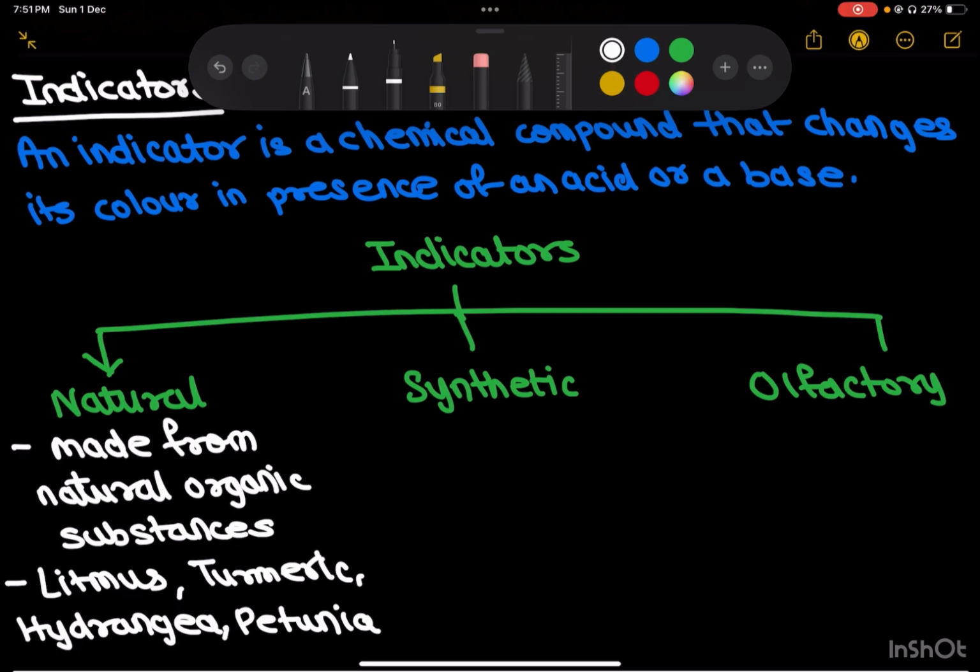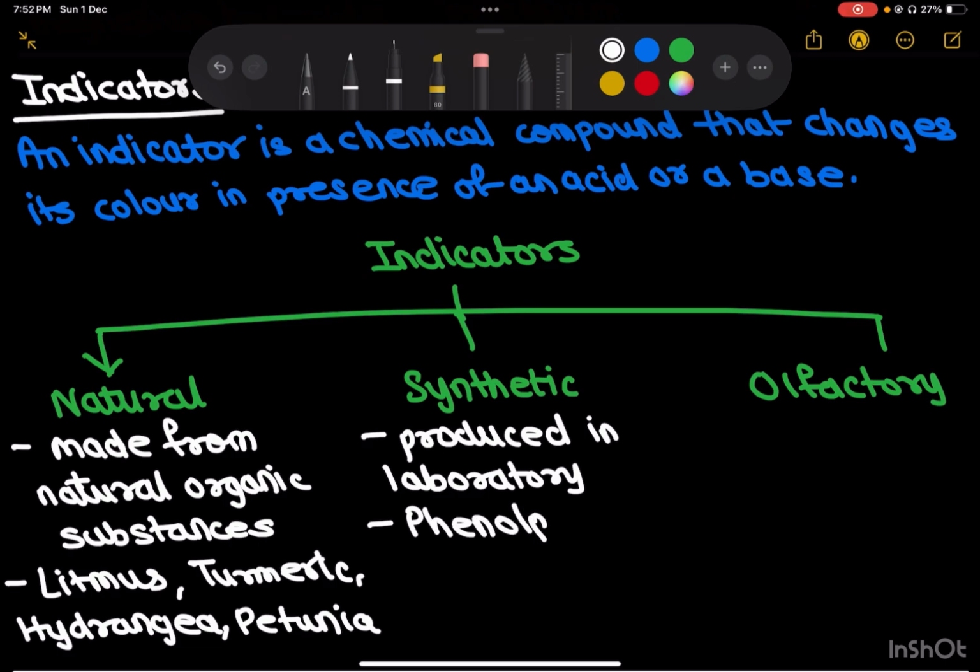Moving on to synthetic indicators. Synthetic indicators are basically chemical substances which are produced in laboratories. Synthetic, artificial indicators change their color in the presence of an acid or a base. Some examples include phenolphthalein, methyl orange, and then there is the universal indicator.